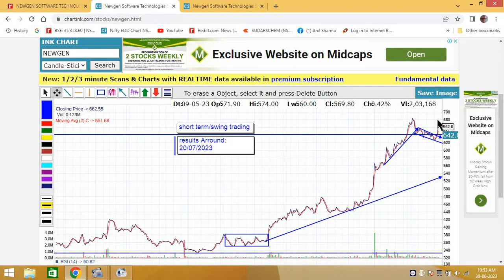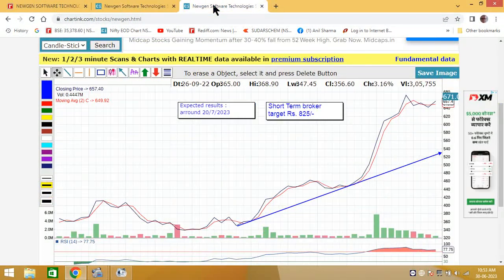And let us see what target the brokers have given for it. The short term target for brokers, that is for the next 3 months, friends, is as high as 825. Number one, results are expected on 20th of August. They are not declared yet, but the second quarter results will be available around 20th of August. So that means you have about 20 days time, and in 20 days time, if you make anywhere between 10% to 20% to 30%, I think this will be a very, very good buy at the present price.